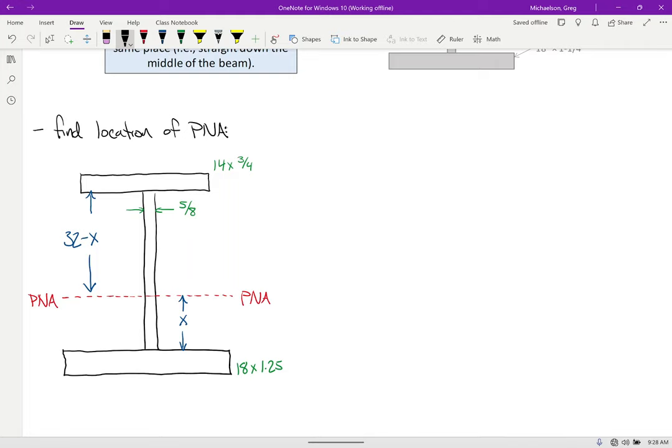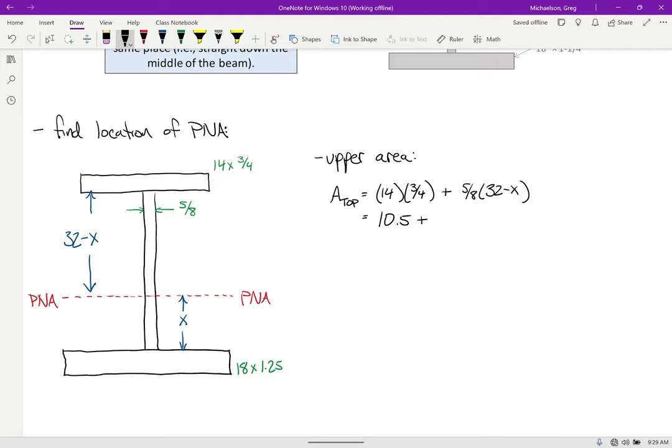Now let's calculate the upper area and see what we can figure out. What is the area above this line? I need some help with the Casio FX115ES Plus or similar scientific calculators. So we have 14 times 3 quarters plus 5/8 times 32 minus X. What's 14 times 3 quarters? Is that 11.25? What is it? 10.5.